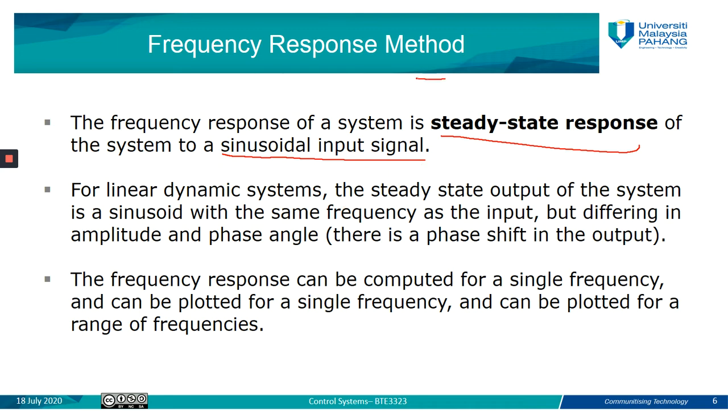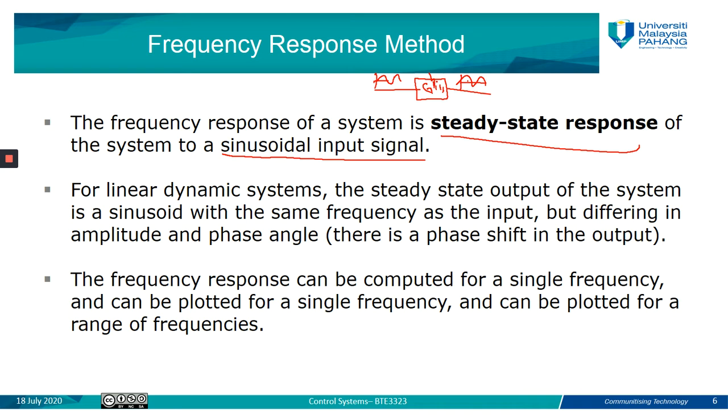If I have a system here with the transfer function G(s), and we apply some input like a sinusoidal input to the system, the output of this system will have the same frequency as the input function, but it will have different magnitude and different phase also. Why different magnitude and different phase? Because it depends on the transfer function of the system.